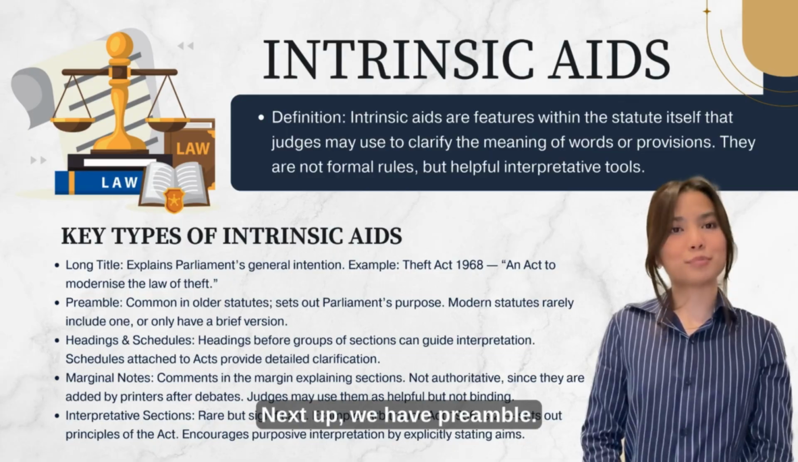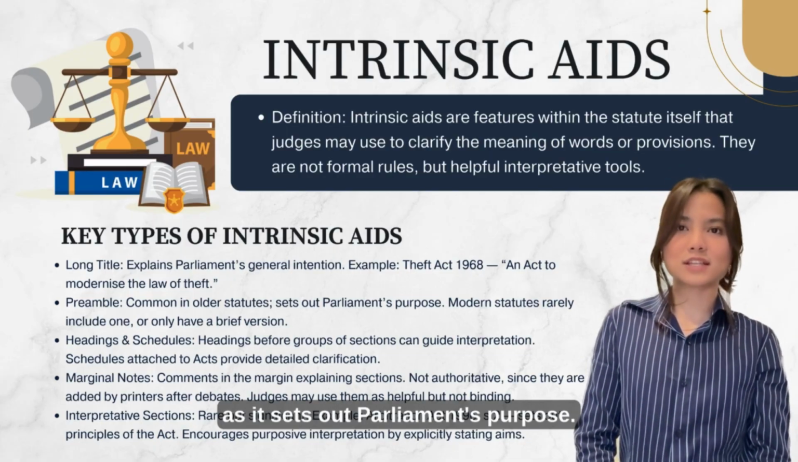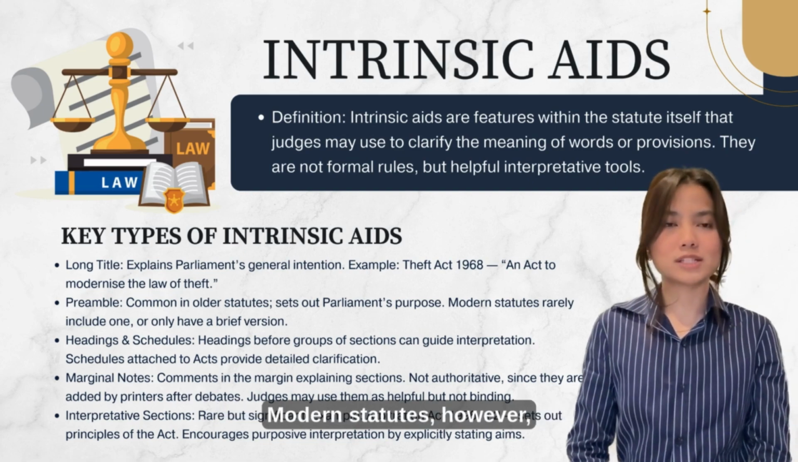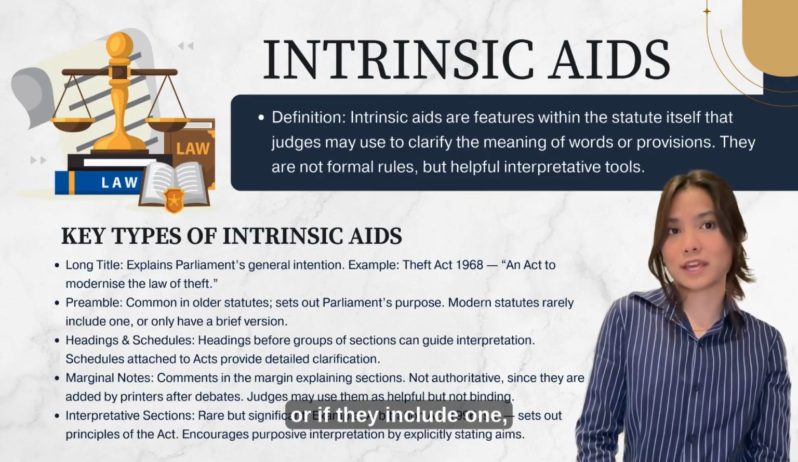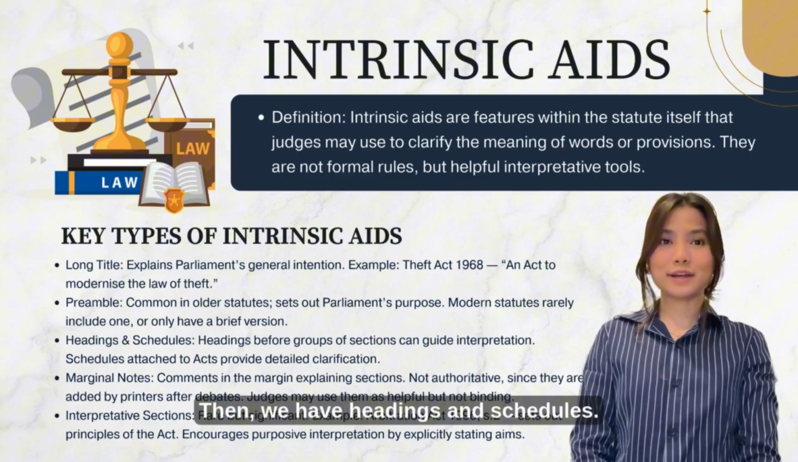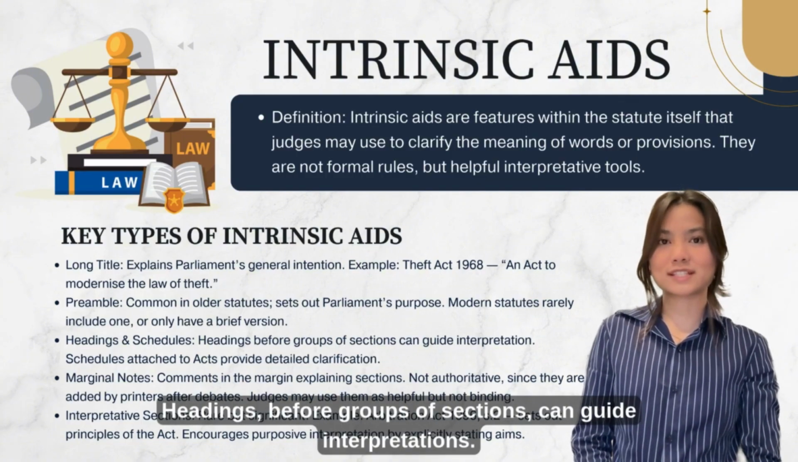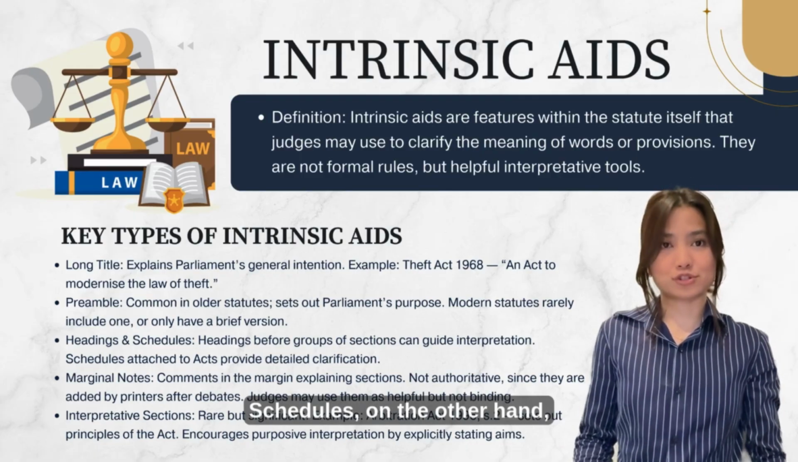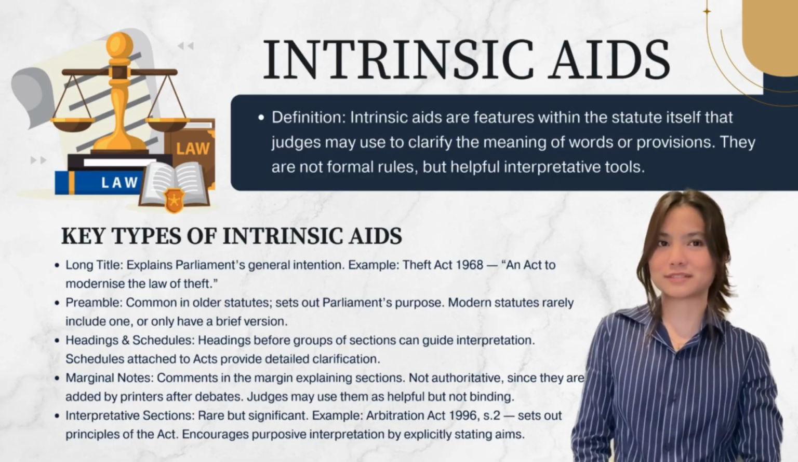Next up, we have the preamble. A preamble is common in older statutes as it sets out Parliament's purpose. Modern statutes, however, do not usually include one, or if they do, it is usually a brief summary version of it. Then we have headings and schedules. Headings before groups of sections can guide interpretation. Schedules, on the other hand, are attached to acts to provide detailed clarification.